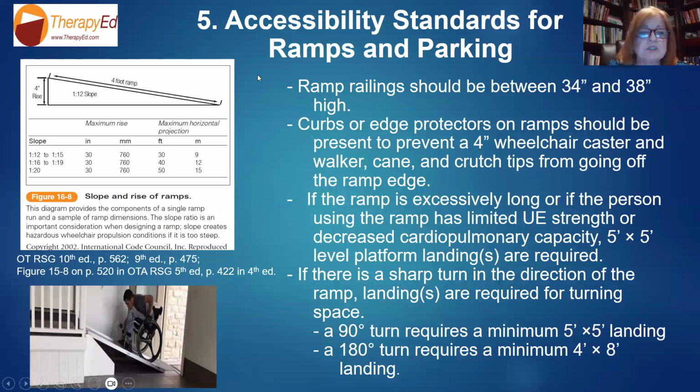Okay, ramps. A question came up about ramps. Ramp railing should be between 34 and 38 inches according to ADA, so just know that range. It shouldn't be like 32, because again, that's too low, or 40. You need to have curb protectors to prevent a wheelchair caster, walker, or crutch tips from going off.